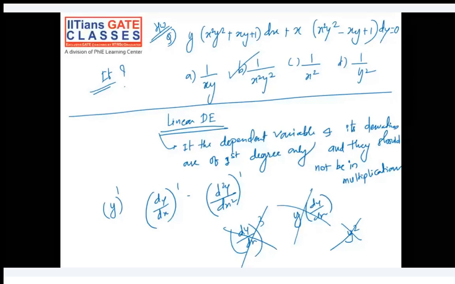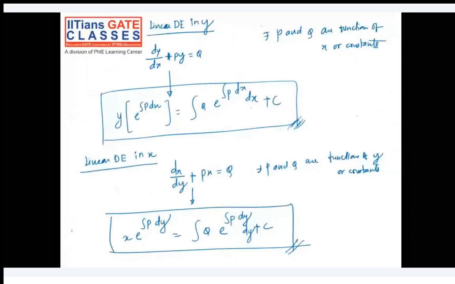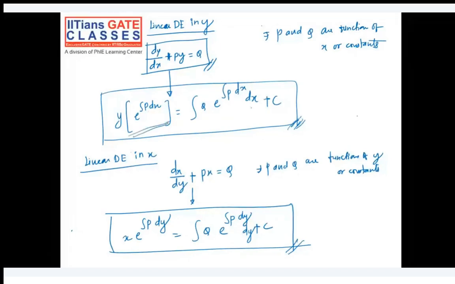So if the problem is a linear differential equation, how to solve it? That is the question. A linear differential equation looks like this: dy by dx plus py is equal to q. The solution for it is, you know, e to the power integral p dx, which is the integrating factor, right? So the solution for this is y into integrating factor is equal to integration of q into integrating factor plus c.